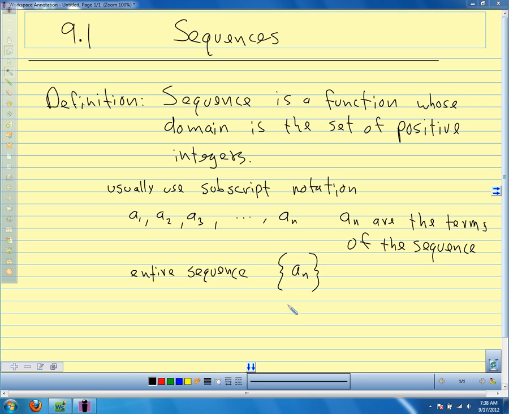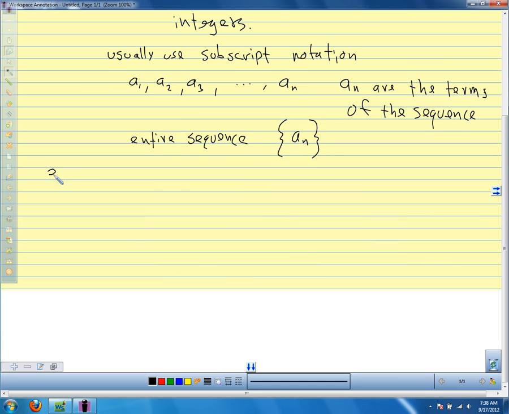So we can give a rule for how we write our sequence, and then we could write out each term of the sequence by plugging in numbers for n. I'm not going to write everything out, but an example would be we could define a sub n as 2 to the n, and we plug in n equals 1, n equals 2, n equals 3 to get the terms of our sequence. We call this defining the sequence explicitly.